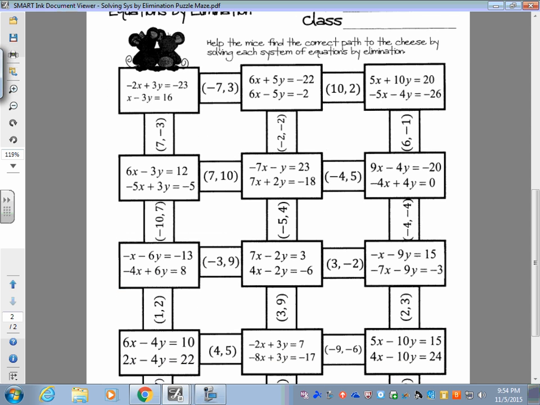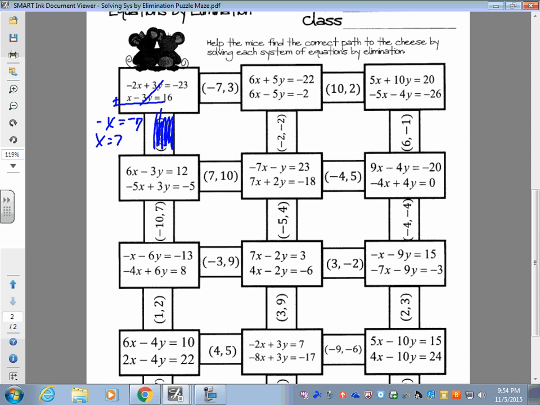So like on our first starting box, we're trying to get the mouse to the cheese. I know that the y's are opposite here. I can add them to cancel that out. This will leave me a -x equals a -7, which basically is x equals +7. And so you see that this is a +7, so we're going to come this way.